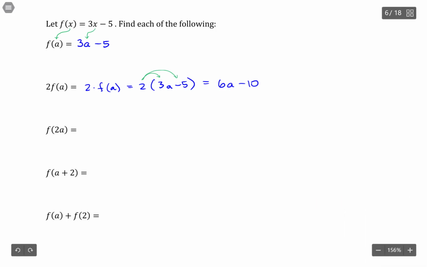Now the result, again, is a function, and that's okay. This is all we're being asked to do, is evaluate the function. Sometimes functions can result in other functions, and there's no problem with that.